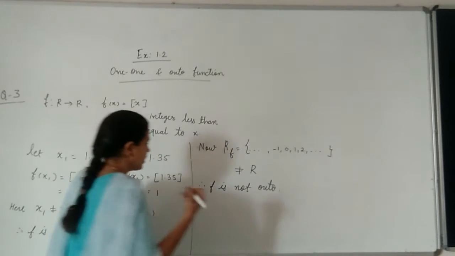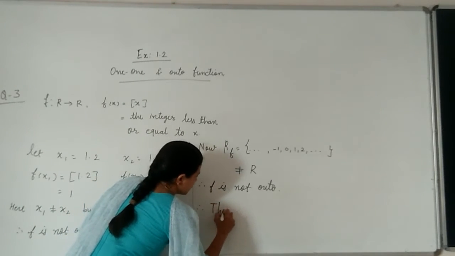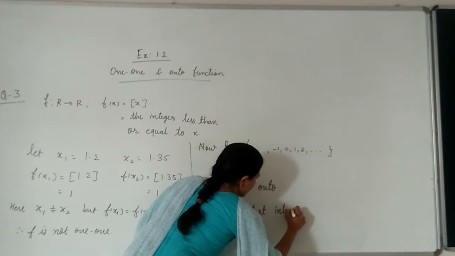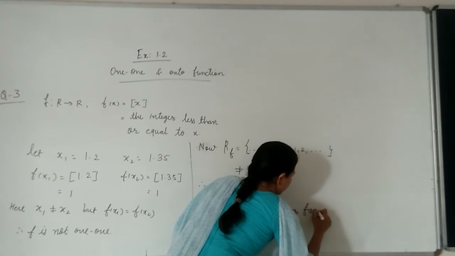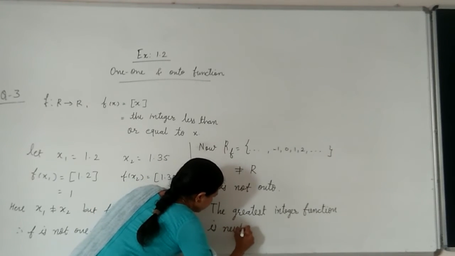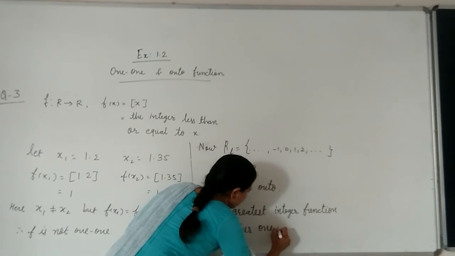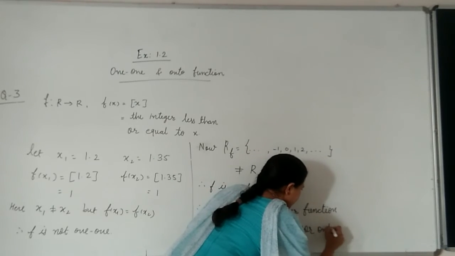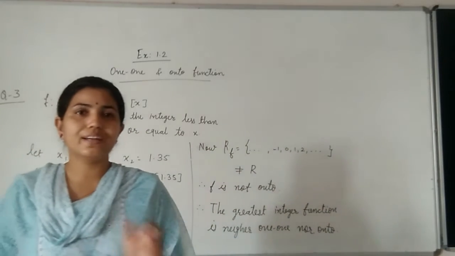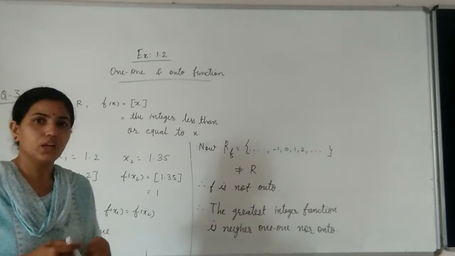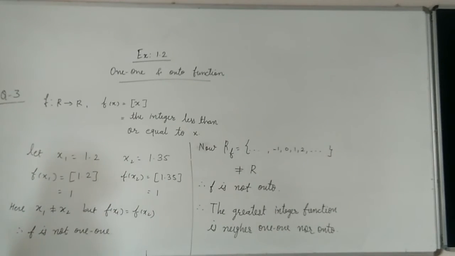So therefore our greatest integer function is neither 1-1 nor onto. I hope you understood this question. Now again please note down the question in your notebook, so then we can start with the next question.